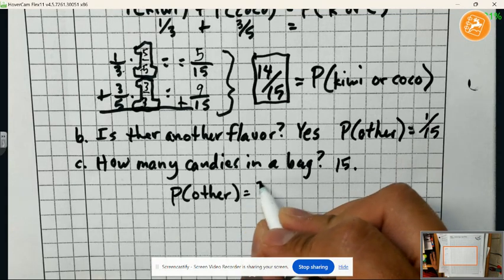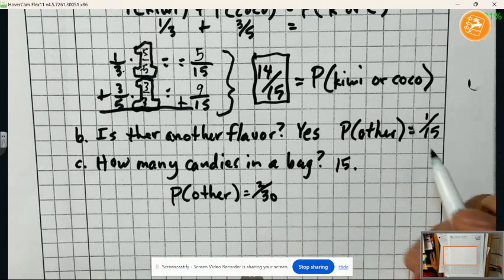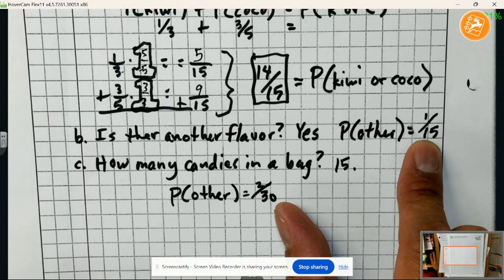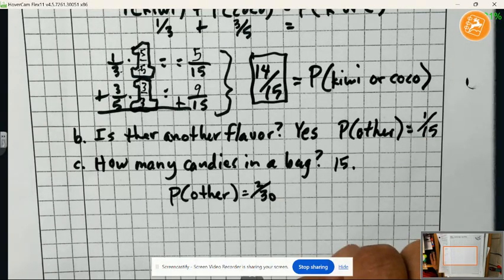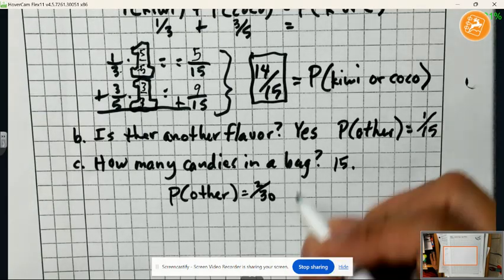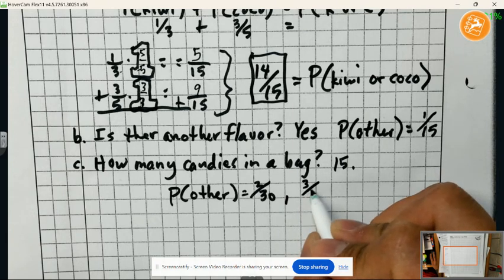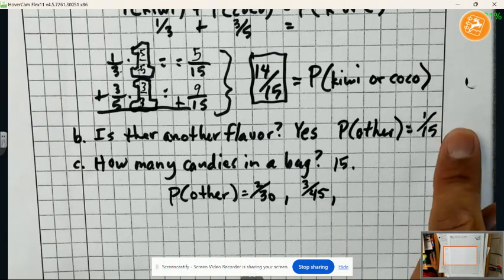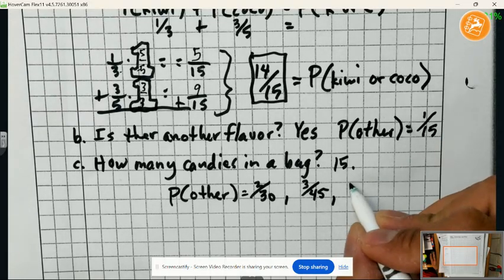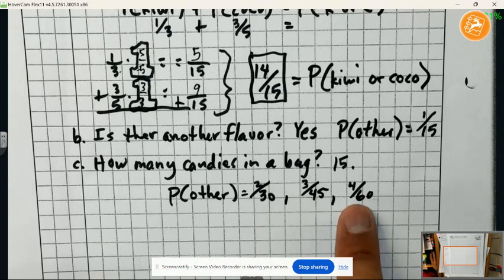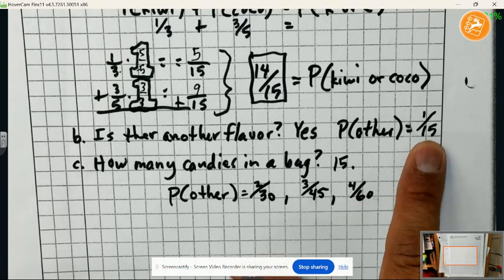Okay, so if you guessed 2/30ths, then that's also equal to 1/15th. What's another fraction that's equal to 1/15th? So if we use a giant one of 3 and 3, we have 3 out of 45. Or if we multiply by 4, we get 4 out of 60. So since all of these are the probability of getting something else, the probability is still 1/15th.